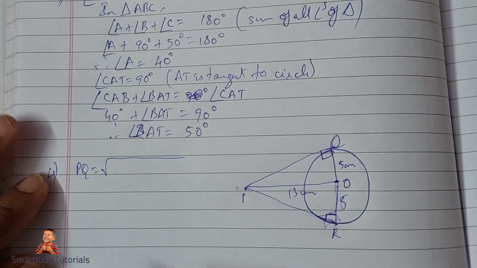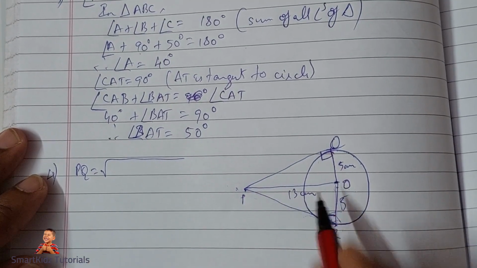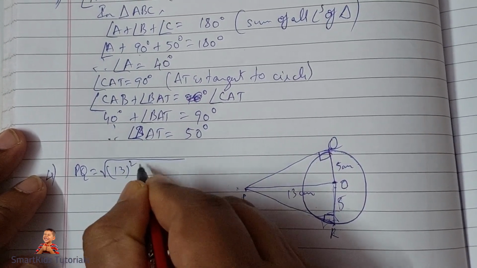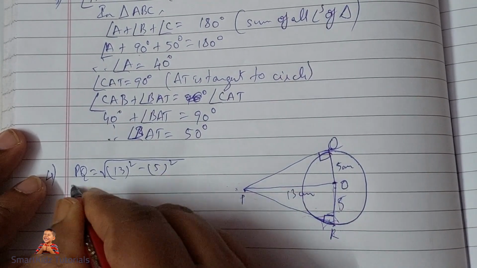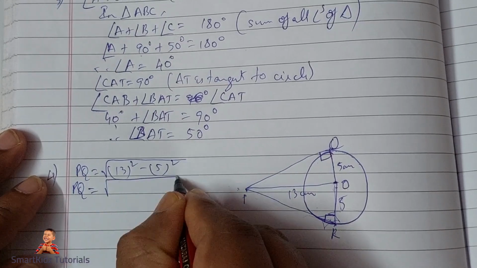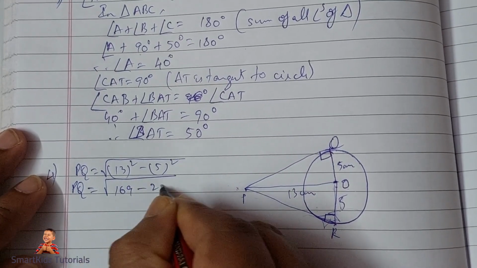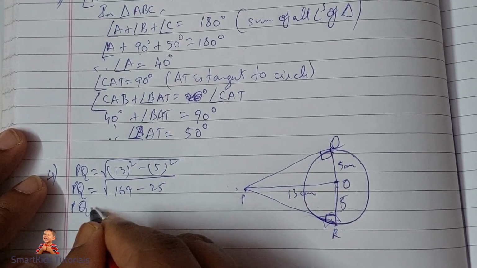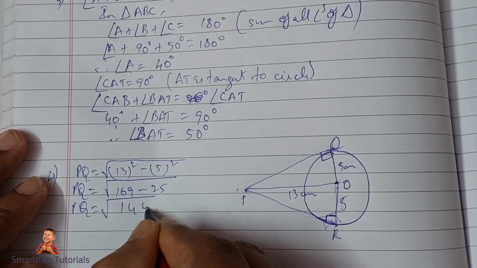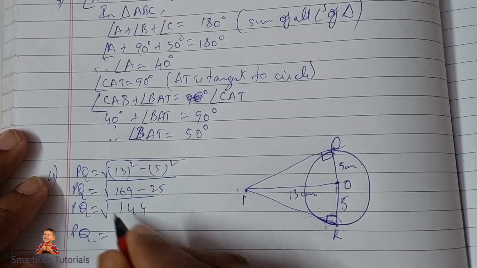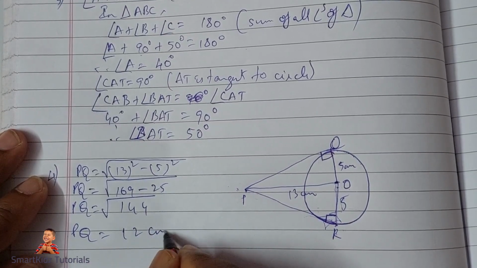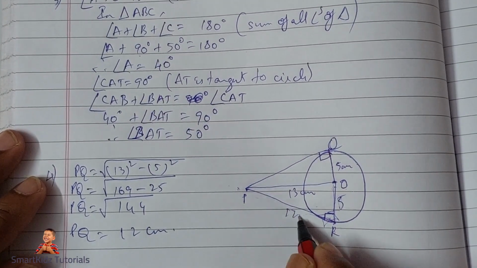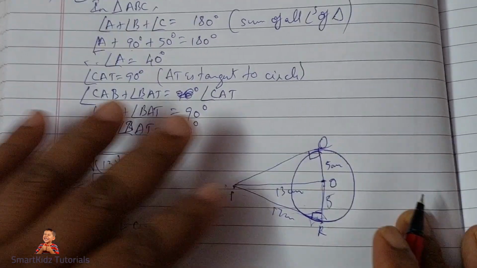So PQ is equal to square root of, and directly take 13 square minus 5 square. So that gives us PQ is equal to square root of 169 minus 25, and that will be giving us 144, which means PQ, square root of 144, is 12 centimeters. So our base is going to be 12 centimeters.